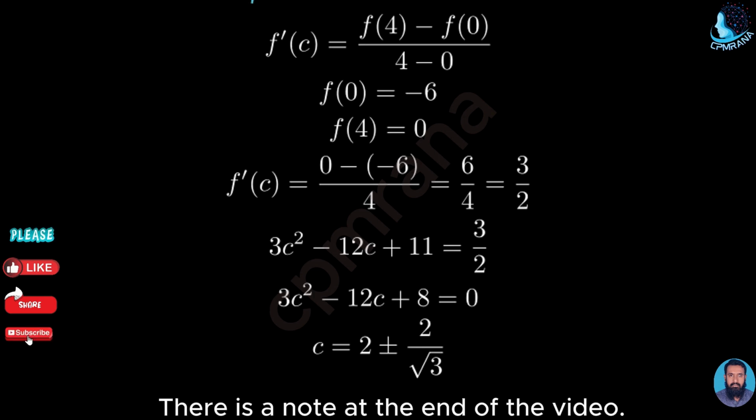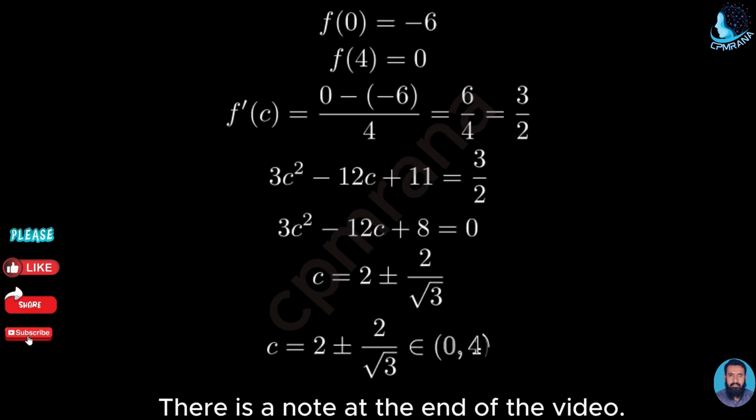Let's verify these points on our graph. Here are our two c values. At each of these points, the tangent line is parallel to our secant line, confirming they satisfy the mean value theorem. Therefore, we have found that c equals 2 plus or minus 2 over root 3 are the values that satisfy the mean value theorem on the interval from 0 to 4.